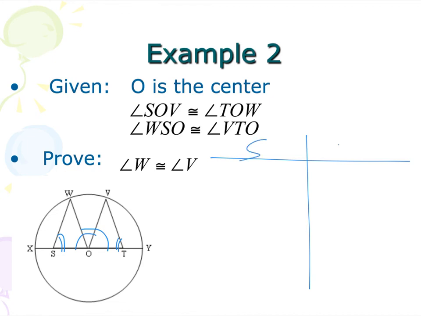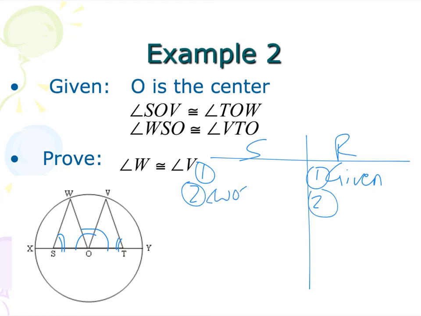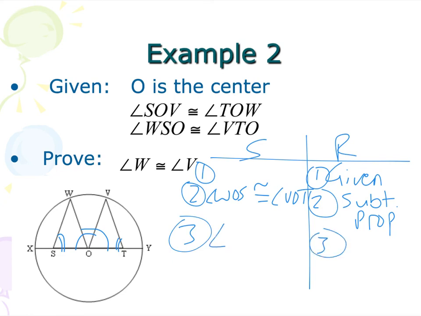I think we're ready to rock and roll. That wasn't too bad at all. So I've got my given. I've got angle WOS is congruent to angle VOT, subtraction. And then I've got my proof. W congruent to angle V. No choice theorem. Wonderful. Now I'm going to lay a hint on you guys, a subtle hint.